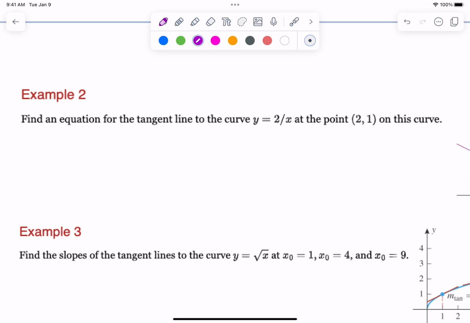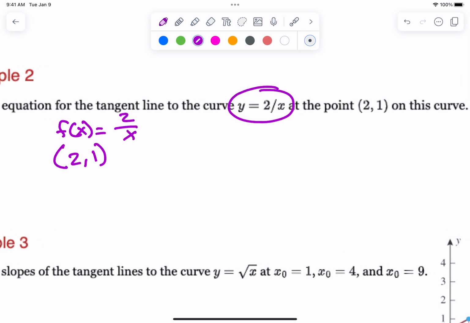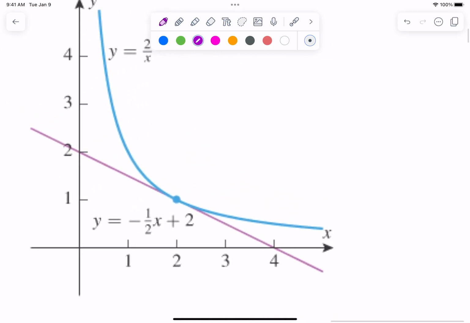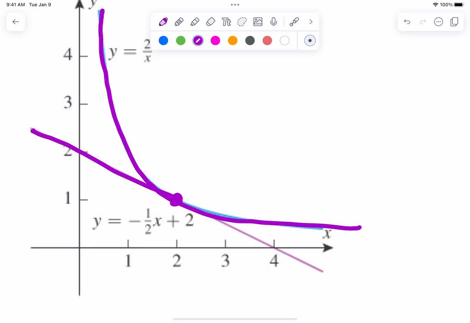Okay, so find the equation of the tangent line. All right, so here we go. Here's our equation. I'm going to call it f of x. This is the information it gives us: 2 over x, and our point is (2, 1). So I want to know what the slope is at (2, 1). We're going to cheat and look at this. This is 2 over x. This is what it looks like, a boomerang, and the point (2, 1) is right here. I want to know the equation of this line.